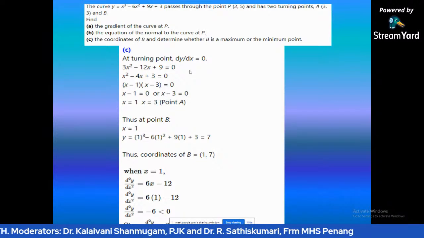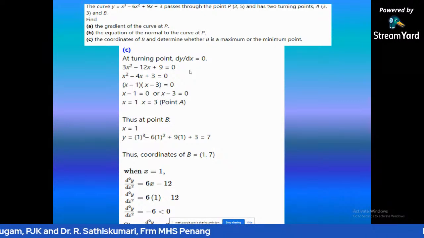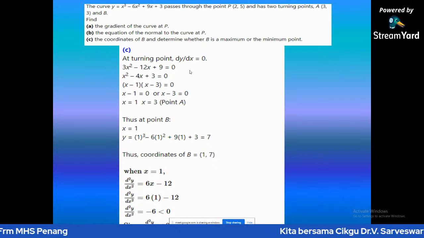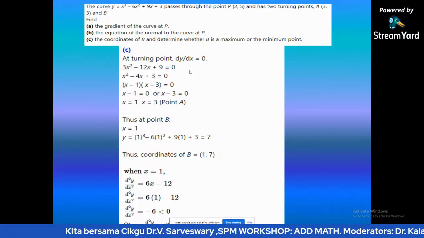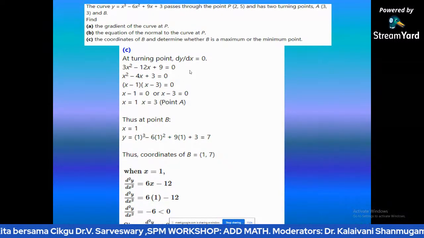Gradient means steepness. When you climb up the hill, it is very steep, your gradient will be high. If it is a straight line, there is no steepness at all. You are walking on a straight line. That means it is 0. Your gradient is 0. So your dy dx equals 0 at the minimum point, maximum point, or what we call a turning point.